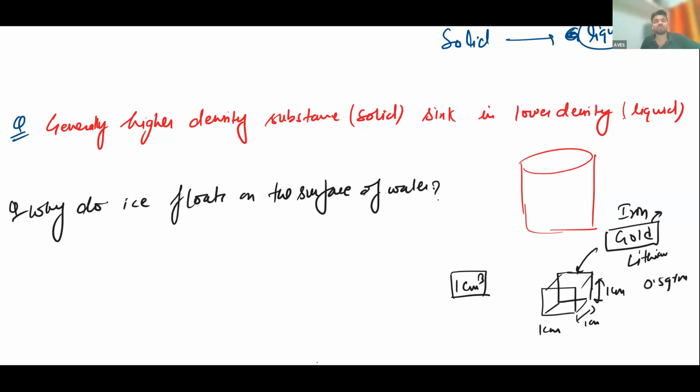Gold is going to have more than 18 grams. Okay, the same. This is only 0.5 grams, not even 1 gram of mass is there in lithium, if it is lithium. So we'll say that the same space is occupied by lithium, by gold, and by iron. But the heavier one will be the gold and the lighter one will be the lithium.